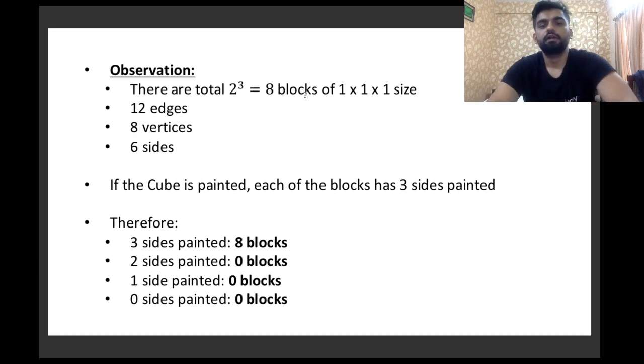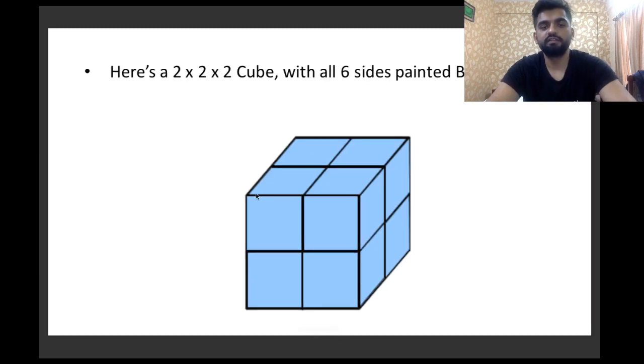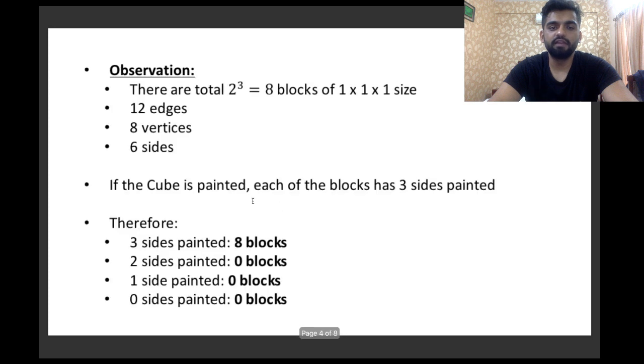Okay, so there are 8 blocks of unit size. There are 12 edges. What are edges? Edges are these. I hope you are able to see the cursor. They are not sides, but the junction between two sides. This is one edge, this is another edge, this is the third edge, this is the fourth edge. Don't get confused between edges and vertices. These are edges. So there are 12 edges in any cube that you look at.